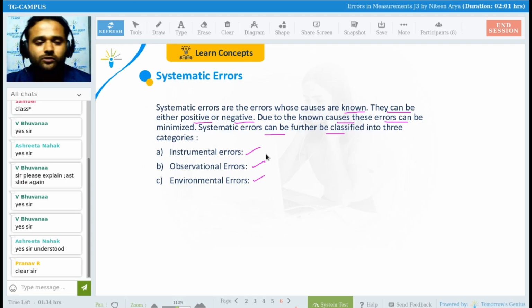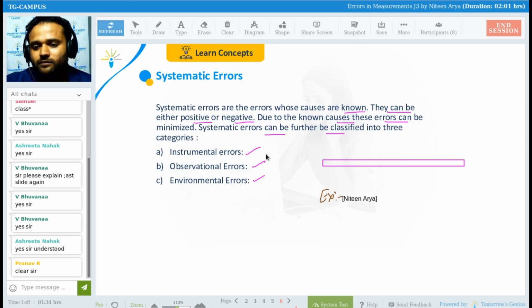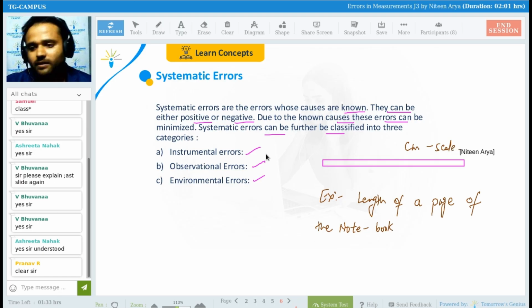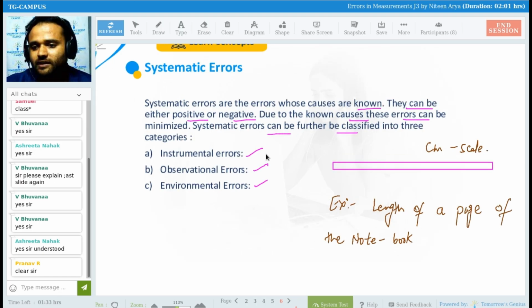Now, what are these? First of all, systematic errors are those whose causes are known to us. For example, taking an example of a centimeter scale, if this particular instrument is faulty, that is going to be instrumental error. So we know that particular error, and we can remove it after taking the measurement. Clear? Fair enough? Suppose you are measuring the length of a page of your notebook, and that centimeter scale has an instrument error.